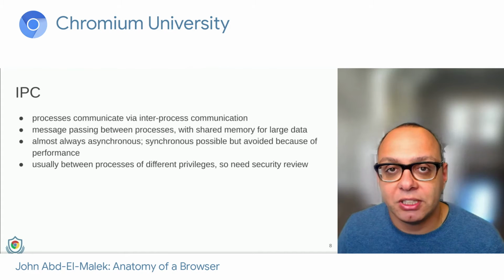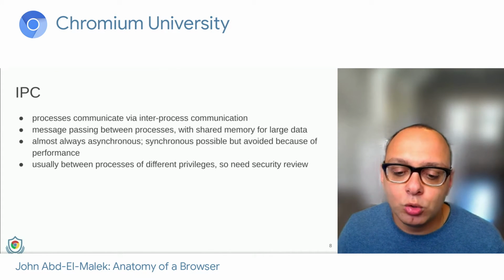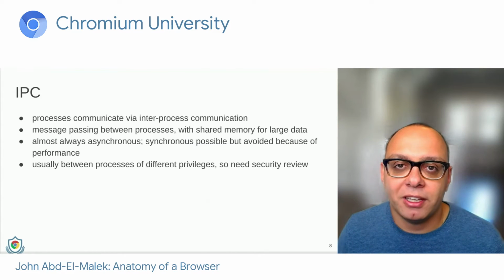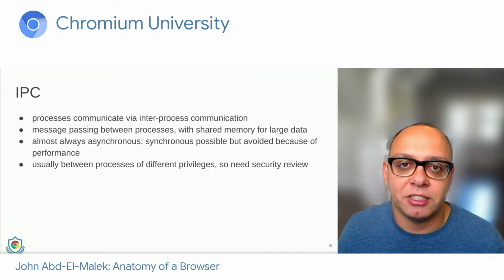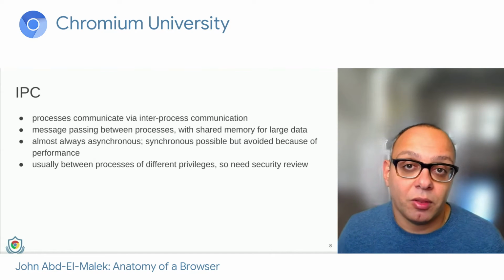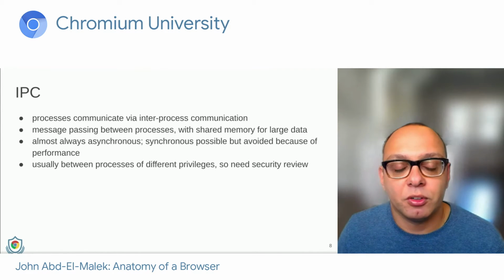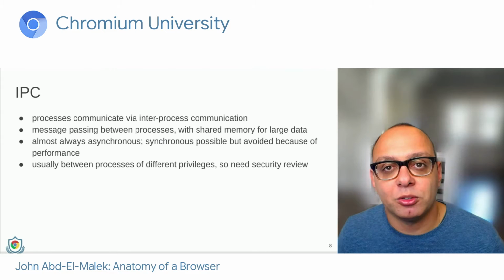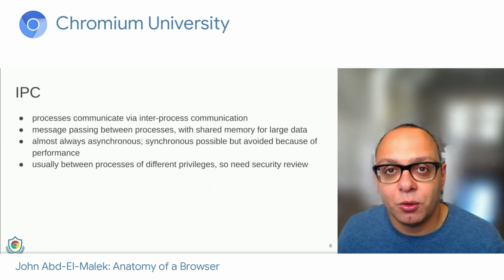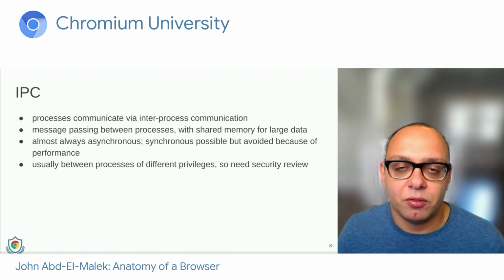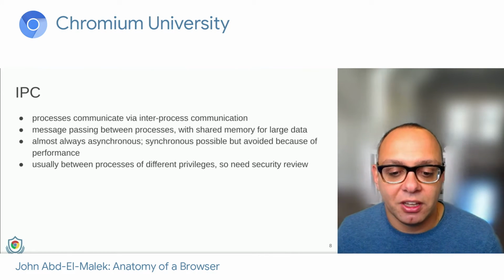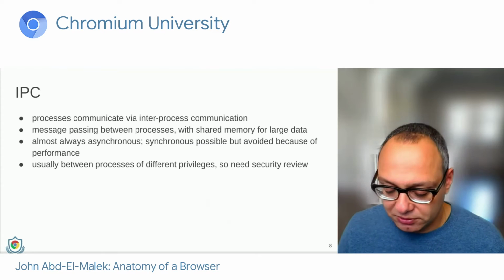So while synchronous IPC is possible, it's heavily discouraged. Usually we use it when there are old web APIs that required synchronous access, just because that was before the days of multi-process. The thing to keep in mind with IPCs is it's usually between processes of different privileges. So every time you change an IPC, you have to go through a security reviewer. These are security engineers who are much better trained than the average engineer to spot where there could be security bugs.